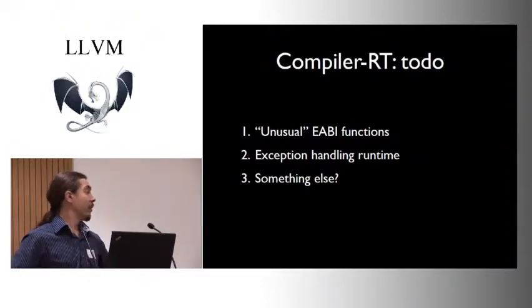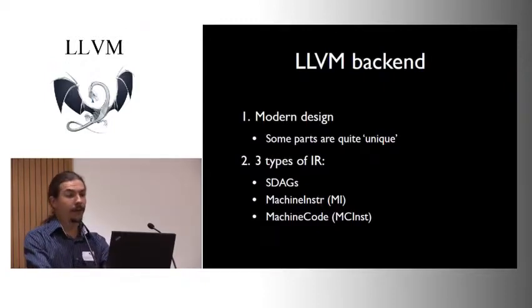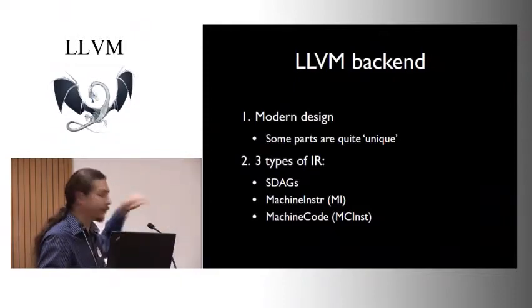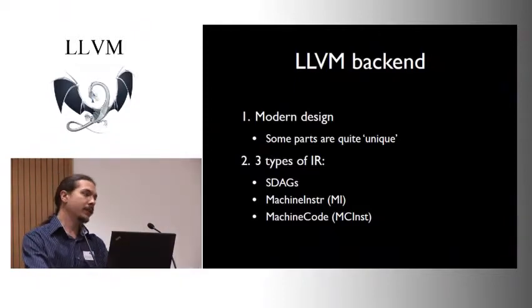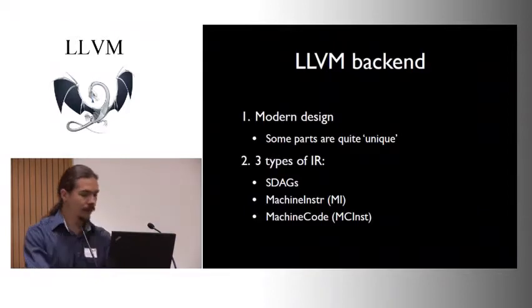Well, let's proceed to the backend itself. As you might know, the LLVM backend is more or less unique because it was not described previously, so it's something like a clean room implementation of the backend. The LLVM backend operates on three different types of IR, from the highest level down to the lowest level. On the first level, instruction selection and some scheduling are performed. On the second level, register allocation and a second pass of scheduling are performed. And the third level is basically the same as the target machine code.